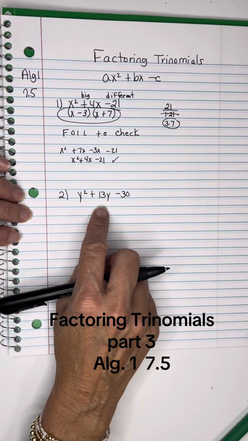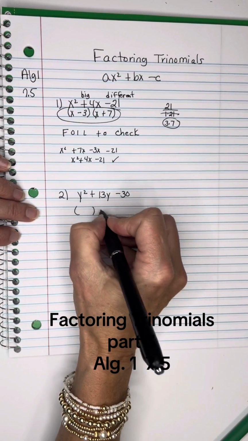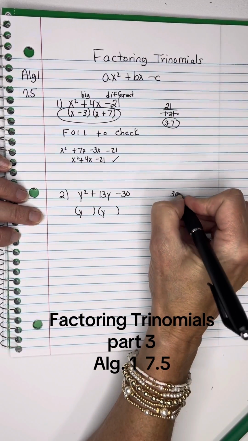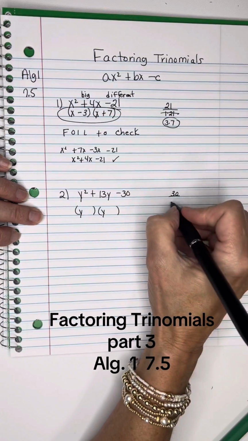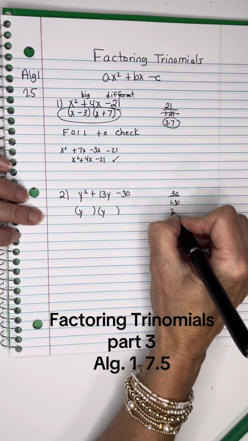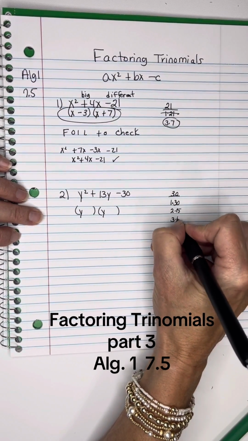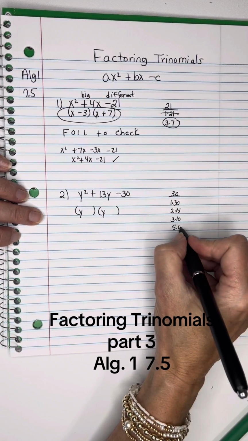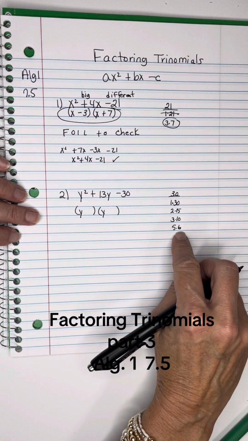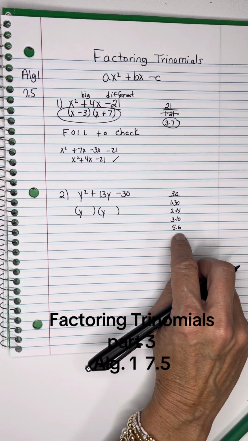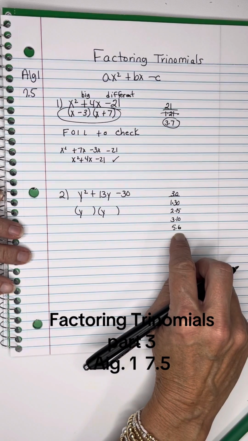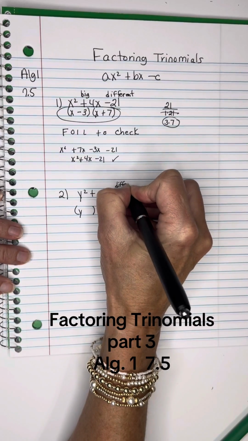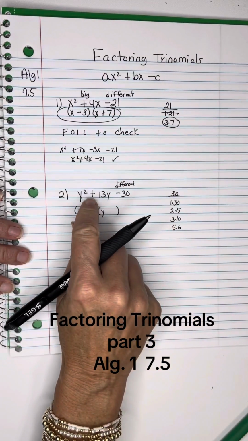All right, let's try another one. We have 2 sets of parentheses. The first terms are y's. We're going to take the 30 and get all of the factors. 1 and 30, 2 and 15, 3 and 10, 4 doesn't go into it, 5 times 6. Now, when the two numbers are right beside each other, very close to each other, you're probably done getting factors. Okay? We know the signs, because this is minus, the signs will be different from each other. And we know the big one is going to be positive.